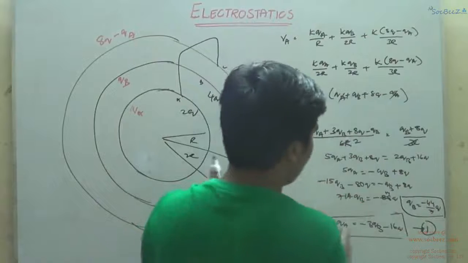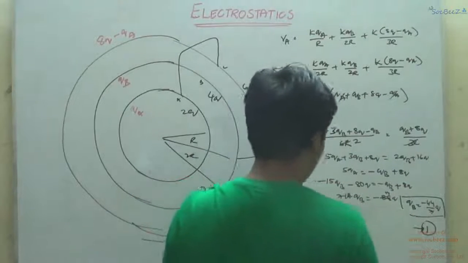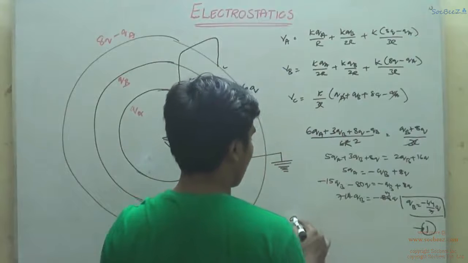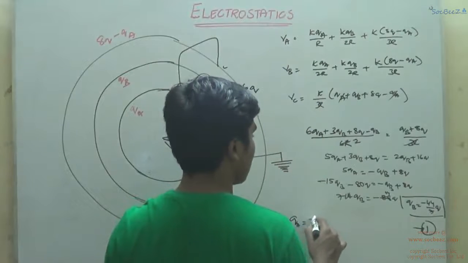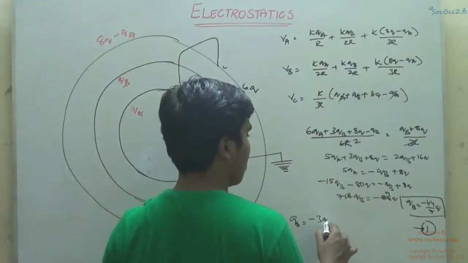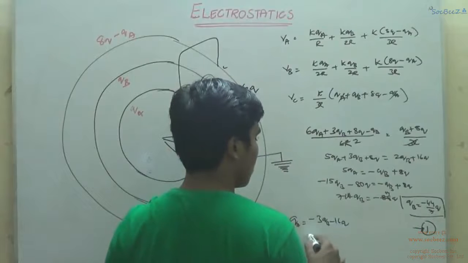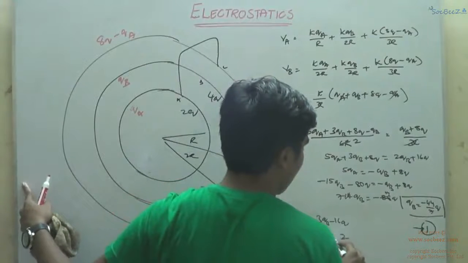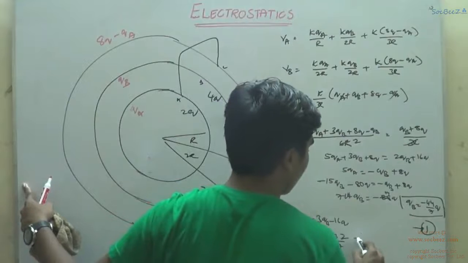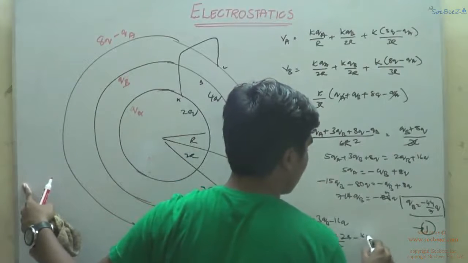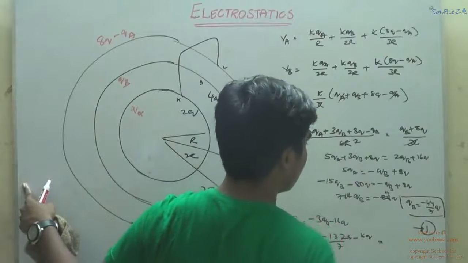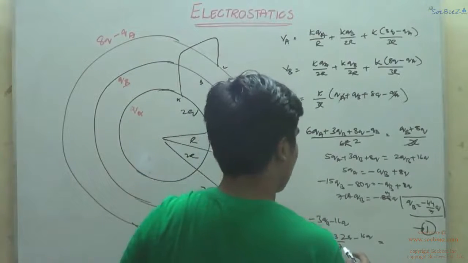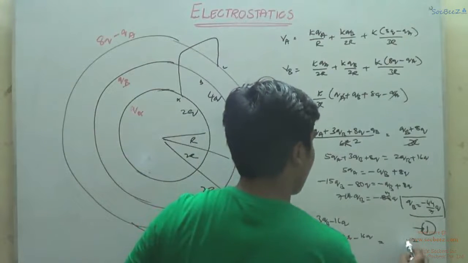Now substituting it here, so QA is equal to minus 3QB minus 16Q, which is minus 44 threes are 132 by 7 minus 16Q. This is equal to 7 sixes are 42, carry 4, 11.